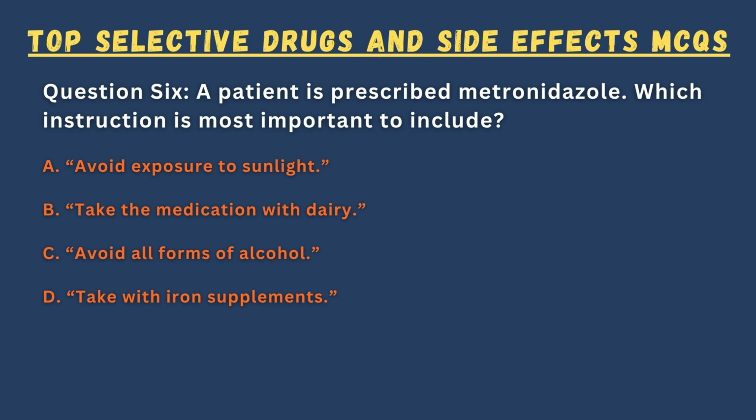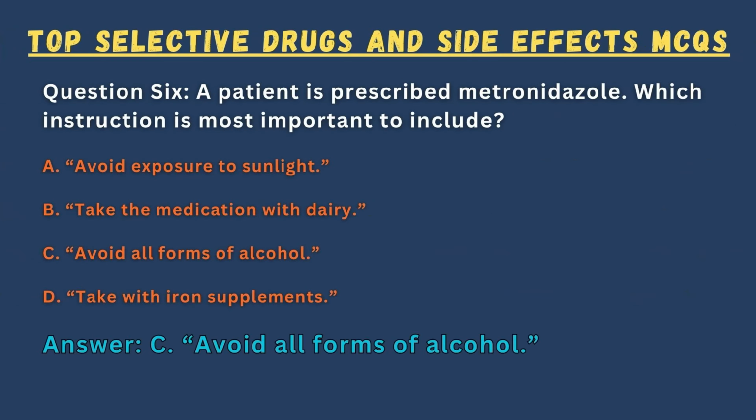Question 6. A patient is prescribed metronidazole. Which instruction is most important to include? A. Avoid exposure to sunlight. B. Take the medication with dairy. C. Avoid all forms of alcohol. D. Take with iron supplements. Answer. C. Avoid all forms of alcohol.